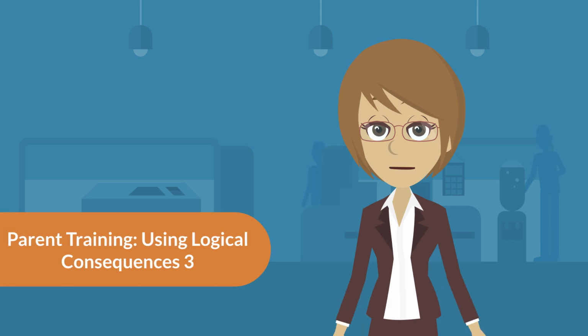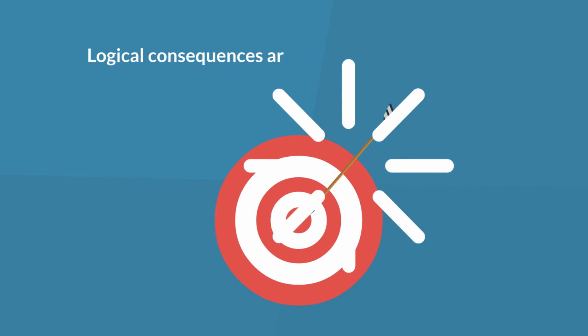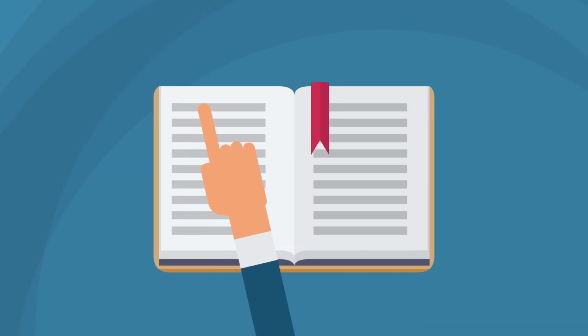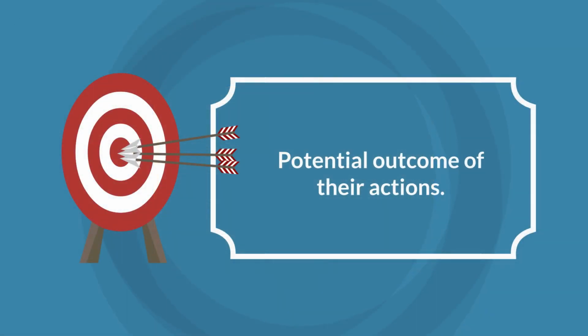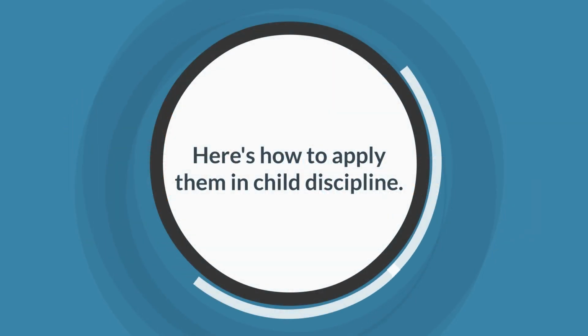Parent training, using logical consequences. Logical consequences are outcomes that naturally or logically follow a child's behavior. The intention is to assist a child in learning about the potential outcome of their actions. Here's how to apply them in child discipline.